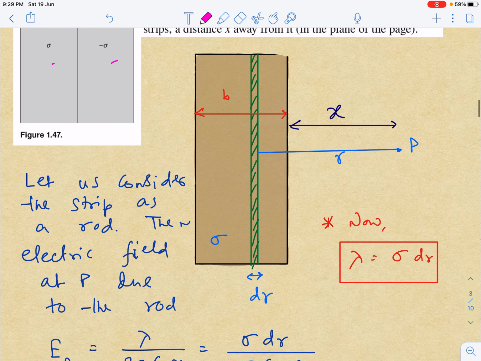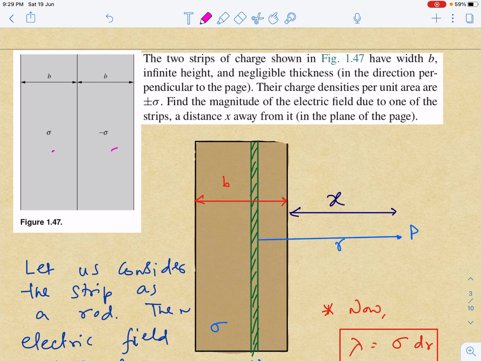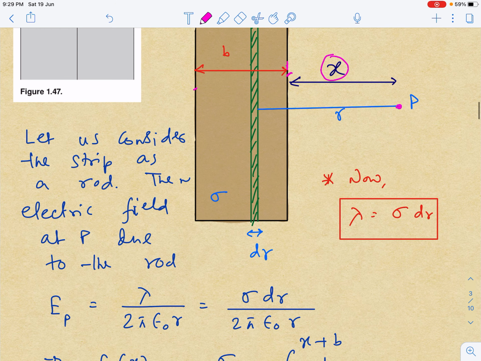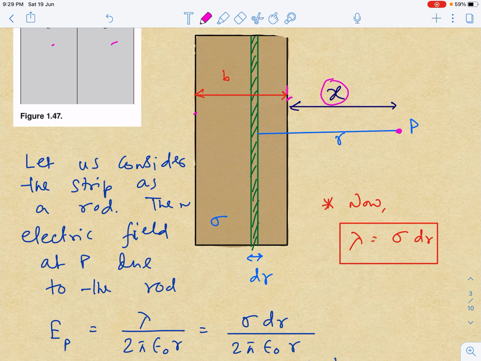Very simple. If I take any of the strips and consider some patches like this, since they have negligible thickness, these patches will behave like a rod. So they will behave like a rod, correct? That's exactly what I'm taking in this figure. I have taken an elemental rod, and a point P which is at r distance away. From this face, it is at x distance. Thickness is b, so basically I have to integrate from here to here. That I will come to later. For this, linear charge density is there, as it is behaving like an elemental rod.